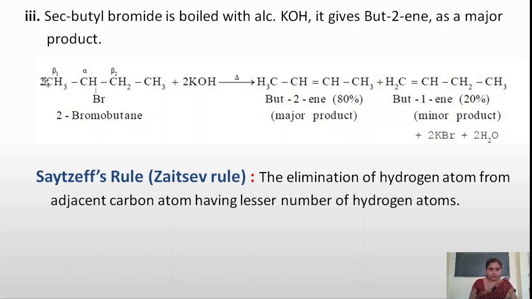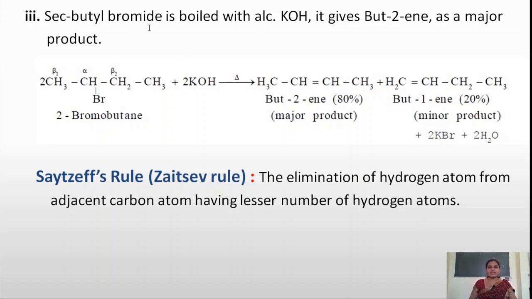Now here there is a chance to remove this hydrogen also and this hydrogen also, but in this case there is a most probability of the removal of the hydrogen of the beta 2 carbon, and there is a formation of but-2-ene. This is the major product of this reaction, but-2-ene, and we will get it as 80%. We will get but-2-ene as 80% in this reaction.